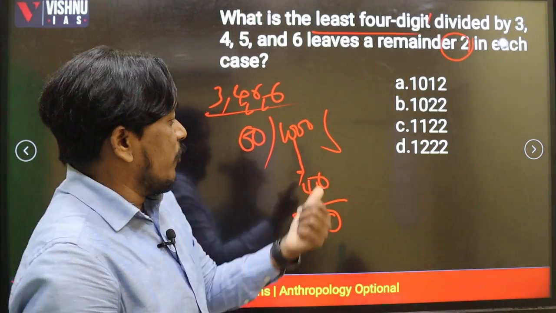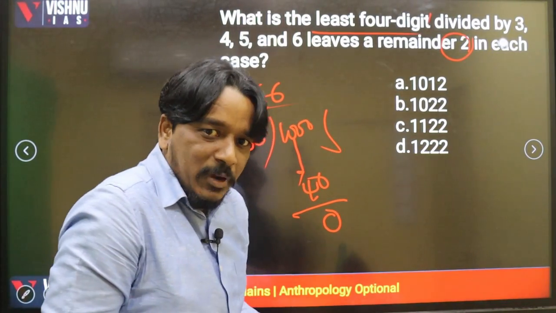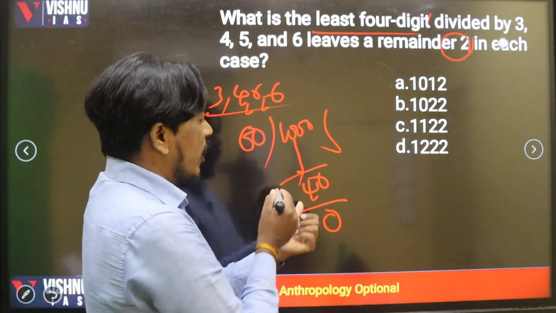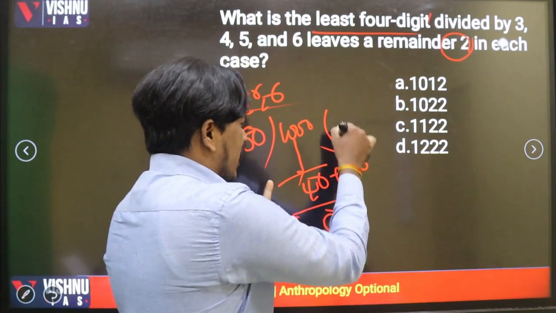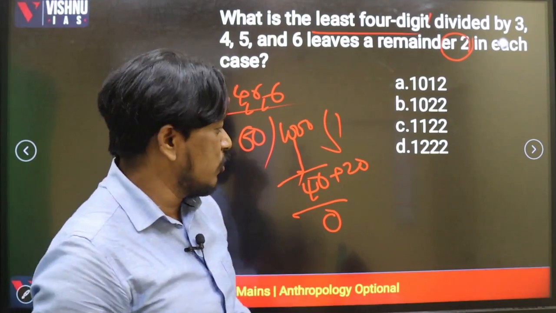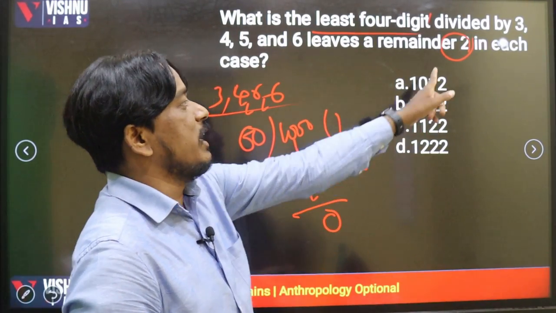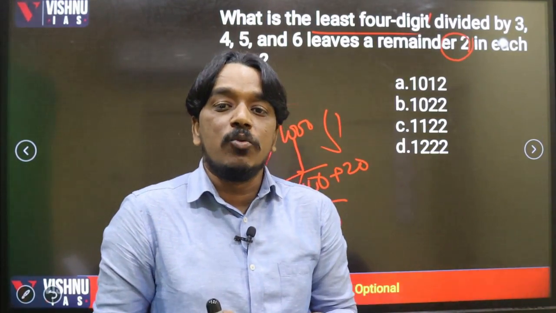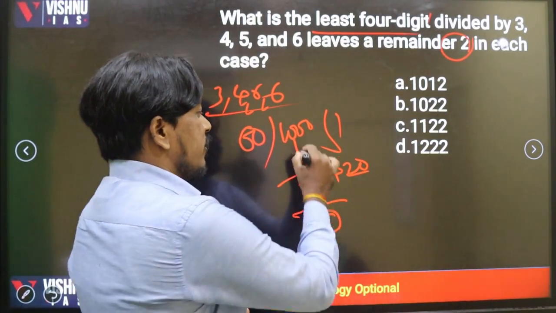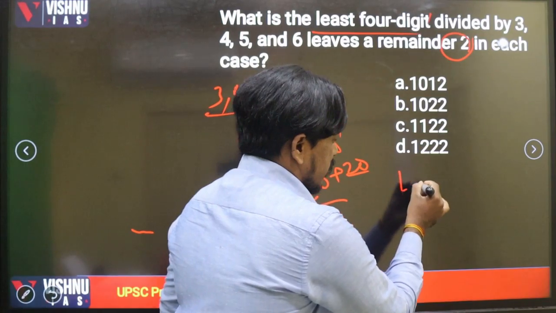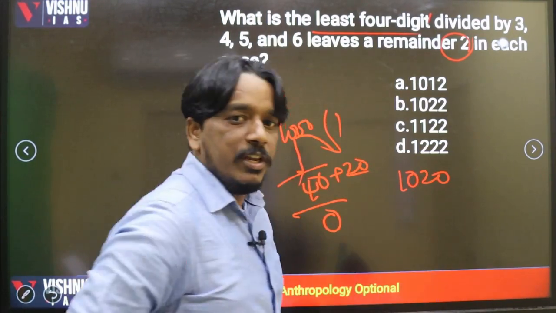To get 0 remainder, for this value we add 20. Presently we are getting 40 remainder. If you take another 20, what happens? 60 in total, and the remainder becomes 0. But we required 2 remainder. Additionally, for 1000 we are adding 20, which means we reached 1020.